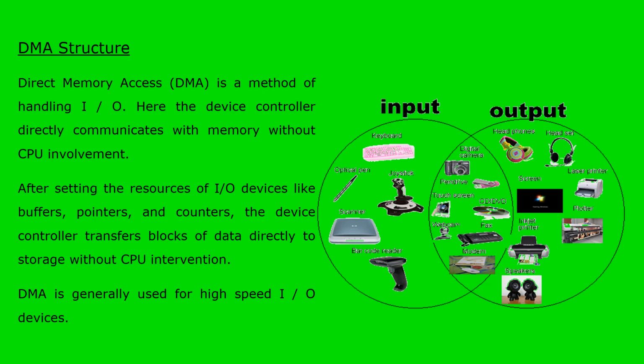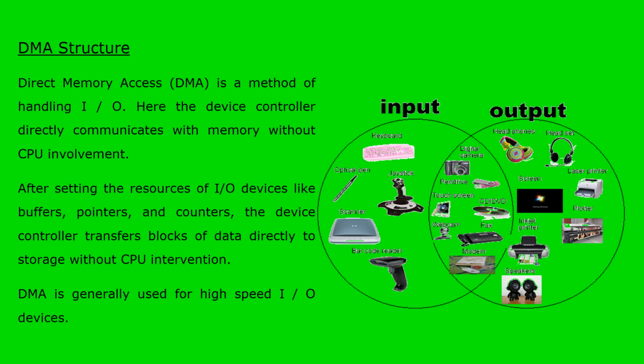First step is device controller setup. So how does DMA work? First, the device controller is responsible for configuring the necessary resources such as buffers, pointers and counters. Think of this as the device controller setting the stage for the data transfer. Next one is data transfer. Once the stage is set, the device controller takes over, transferring blocks of data directly to memory without needing the CPU to step in. It's like having a skilled courier who takes your package from one place to another without bothering you.